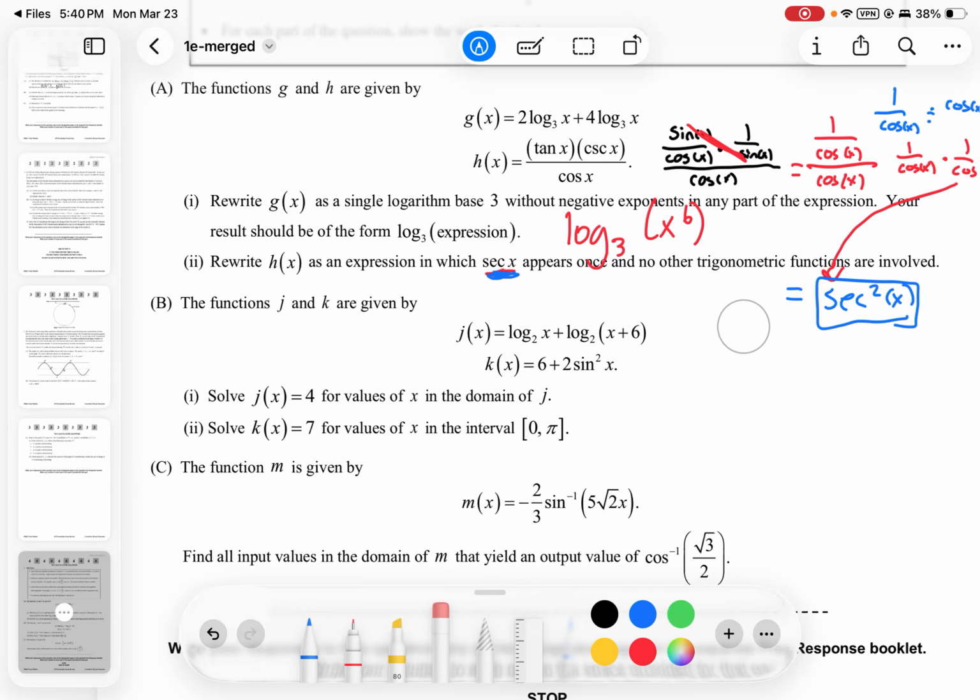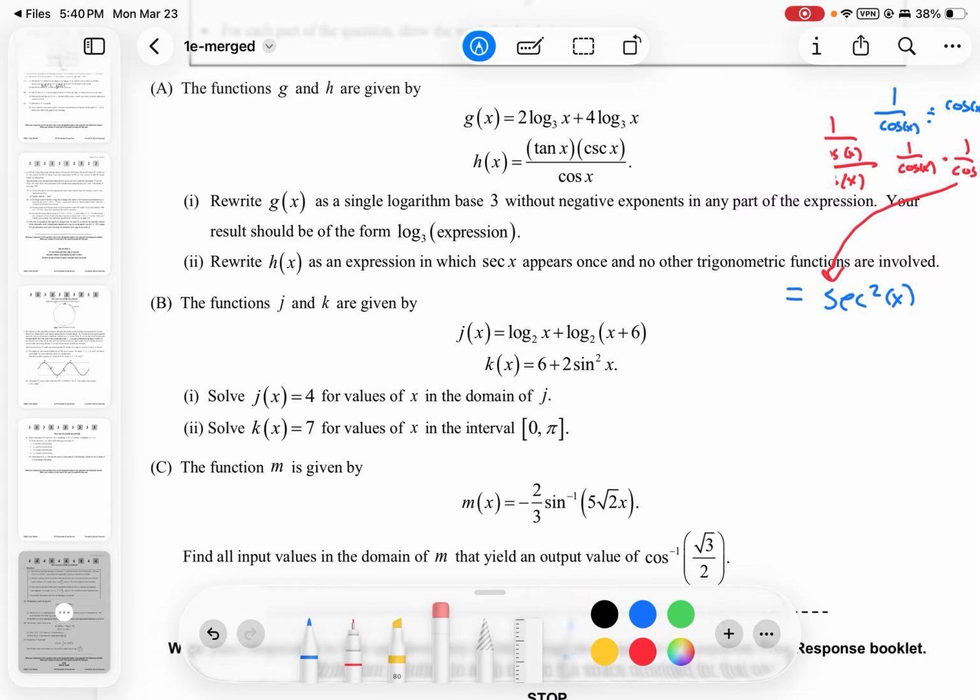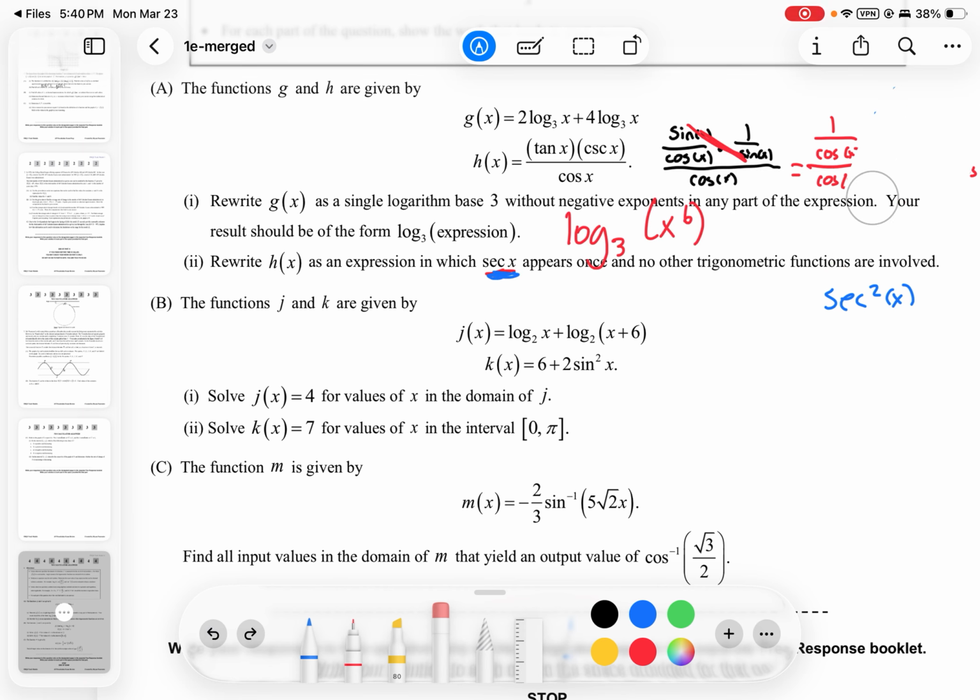And again, I'm going to erase so we're not overwhelmed with work. Don't erase the answers, though.